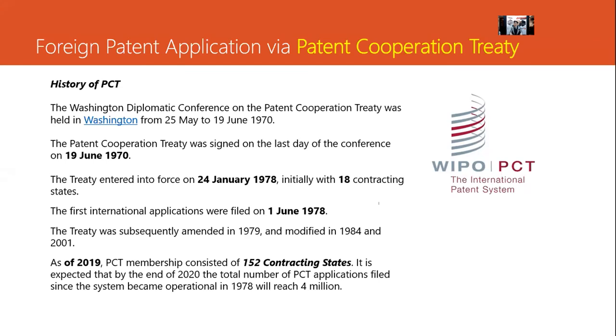So initially, we had only 18 contracting states during 1978. But now, until today, we have about 152 contracting countries signing to these PCT treaties, under the PCT treaties, okay? So what is this Patent Cooperation Treaty all about?